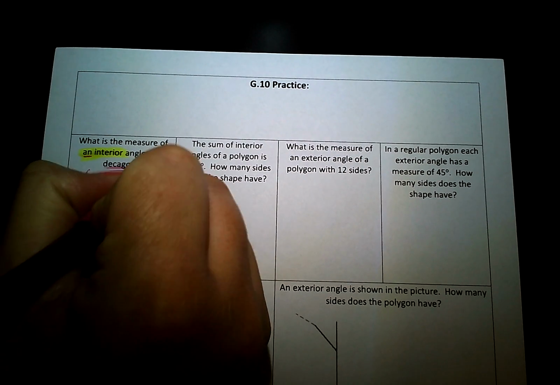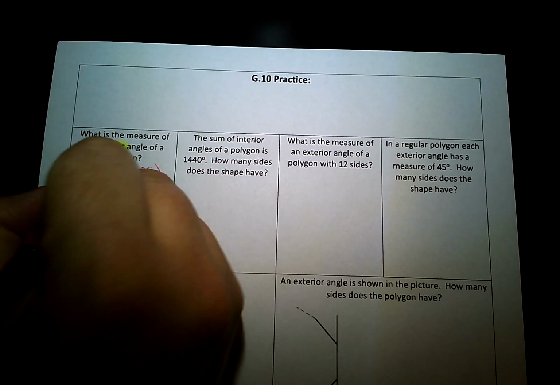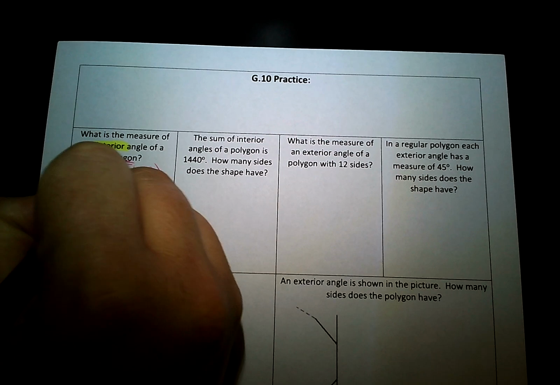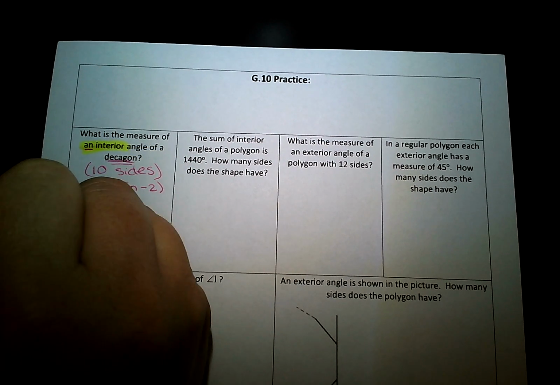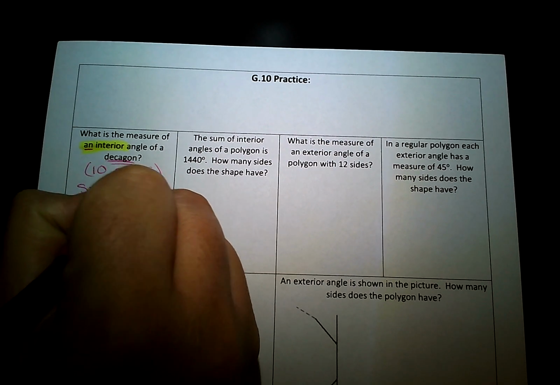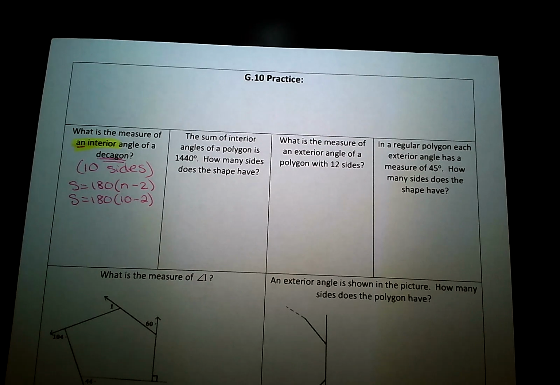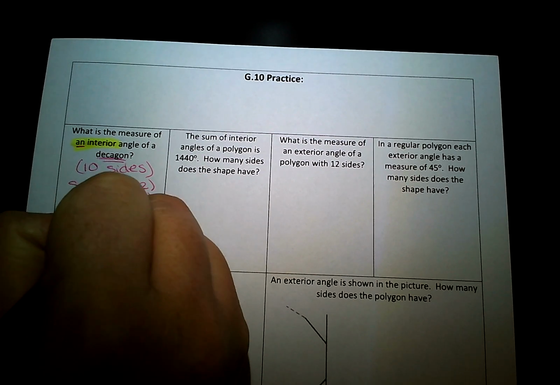So I'm going straight to the formula. The sum of interior angles is equal to 180 degrees times the number of sides minus 2. So let's start there. That would be 180 degrees times 10 minus 2. Use my calculator over here. That's 180 degrees times 8. 180 times 8 is 1,440. So the sum is equal to 1,440.